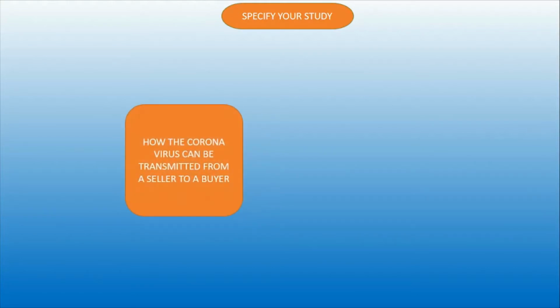For example, think about this: how the coronavirus can be transmitted from a seller to a buyer. This topic has information, but the information is just too little. You can maybe even write this in 3 paragraphs: how the coronavirus can be transmitted from a seller to a buyer. It's just too specific. Probably you can't even write a scientific paper on this, because it's just obvious. By now, we all know how the coronavirus can be transmitted from a seller to a buyer. So this topic is just too specific, so you can't write.